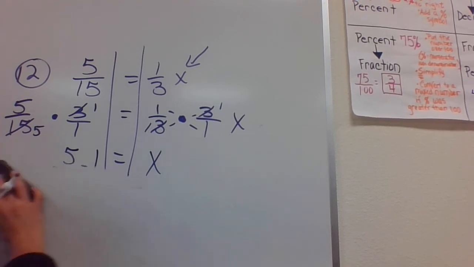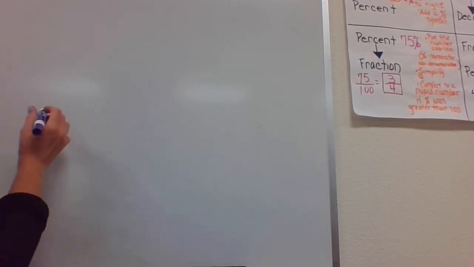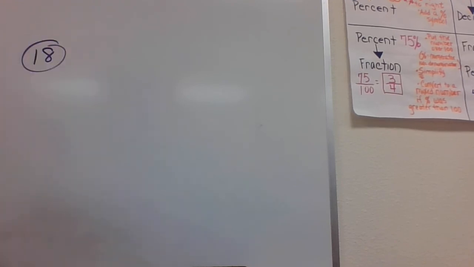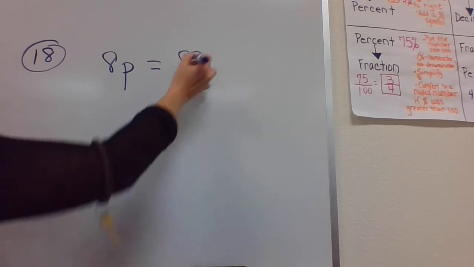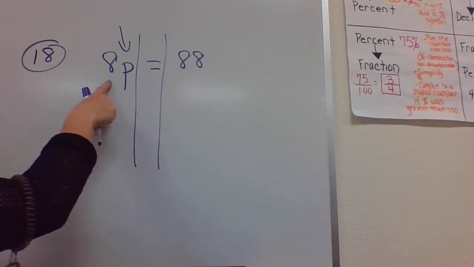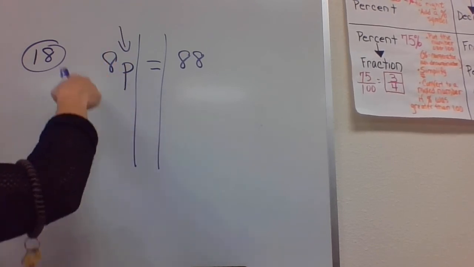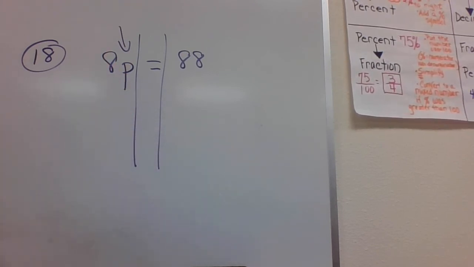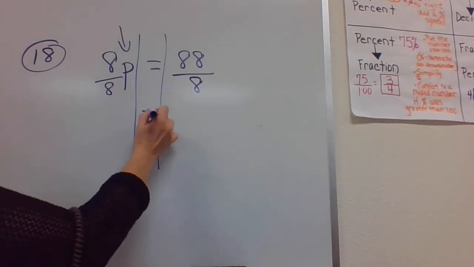Okay, I'm going to do one more, and I think that would be pretty good for now, and you should be able to solve the rest on your own. Let's do number 18. 18 is 8p equals 88. Locate my variable. I notice that right next to my variable is a coefficient. A coefficient's job is to multiply to a variable, so I know I'm multiplying over here. The inverse operation of multiplication is division, so I must divide both sides by 8.